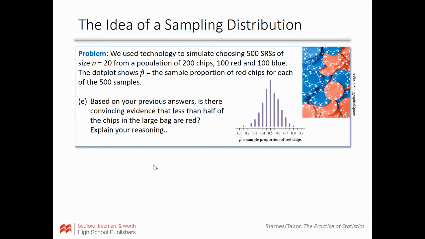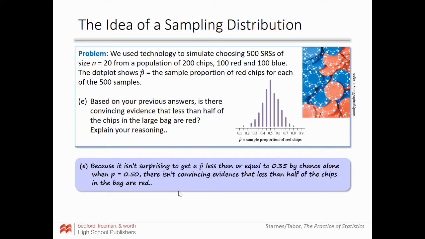Based on the first answer, we had some evidence that she might be lying to us. But how strong is that evidence? Well, I would say, since it isn't surprising to get a p hat less than or equal to 0.35, because again, that happened pretty often, all of these data points happen there by chance alone when p is 0.5, right? We did that based on assuming that p is 0.5.